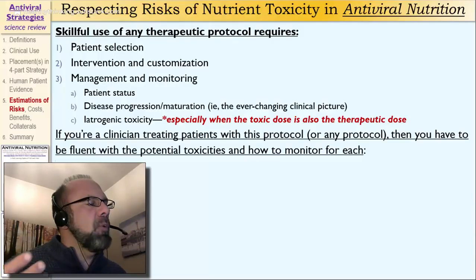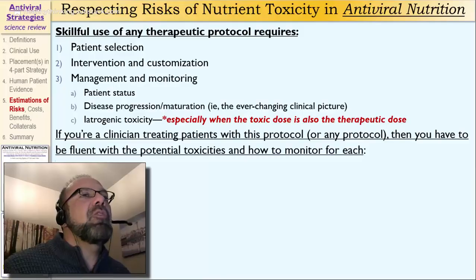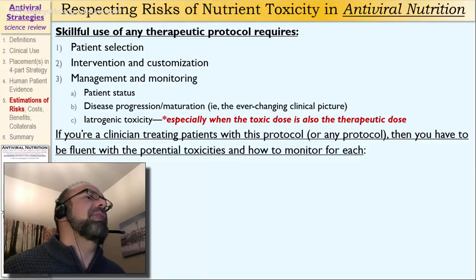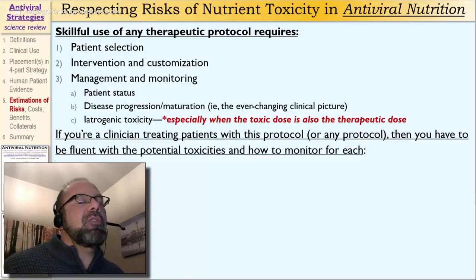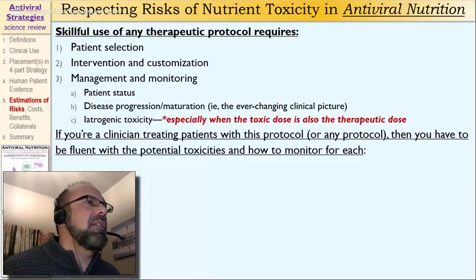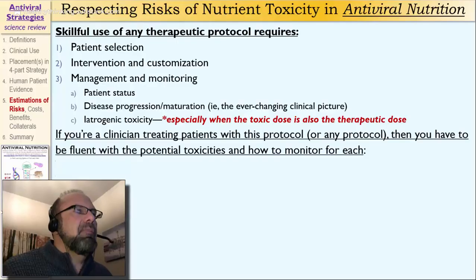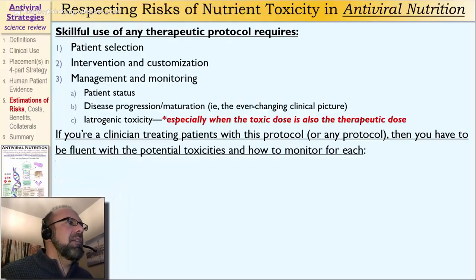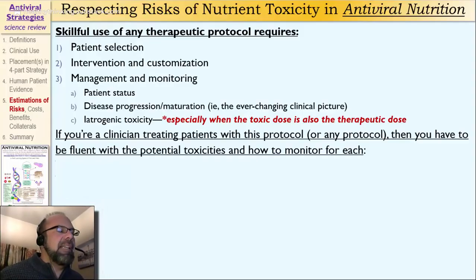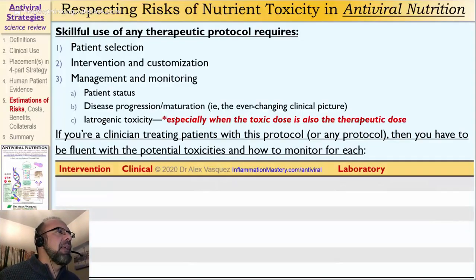This is true whether you're using nutrients, vitamins, minerals, amino acids, botanicals, and or drugs. If you're using all of those together, then you have to be fluent in all of those. You've got to know the drugs, the minerals, the vitamins, the diet, your patient's status, especially in terms of liver and kidney function, etc. So these are the reasons why clinicians have to study and be very competent in each aspect of what they do.